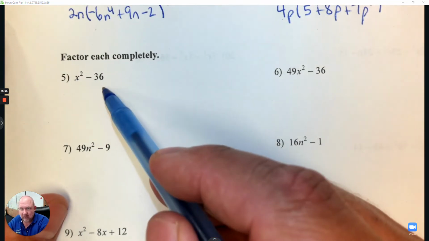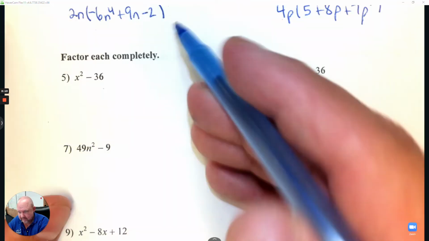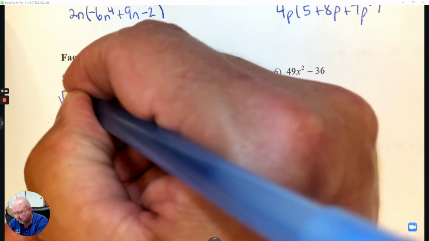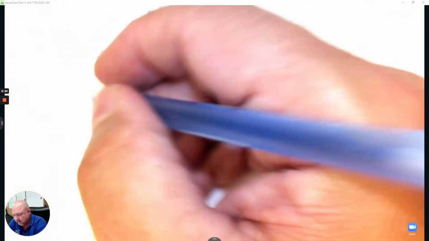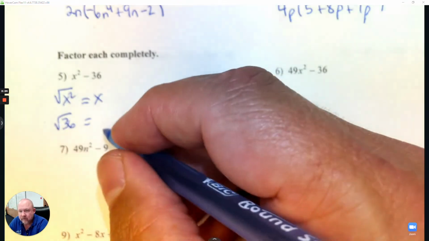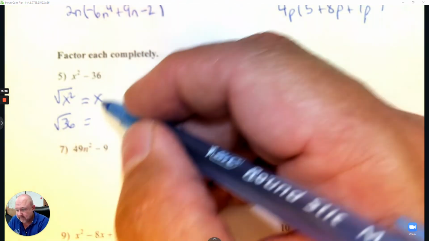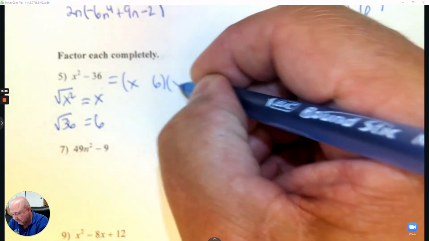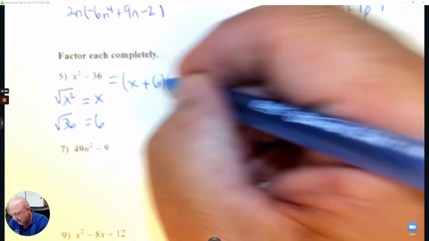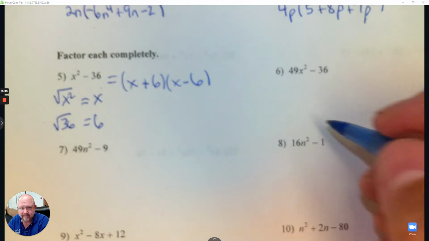When I have a binomial and it's subtracting, this is an indicator that it's a difference of squares. So for a difference of squares, we're going to square root each one. So the square root of x squared is x, and the square root of 36 is 6. And then we write down x and 6 twice. And one's adding and one's subtracting.